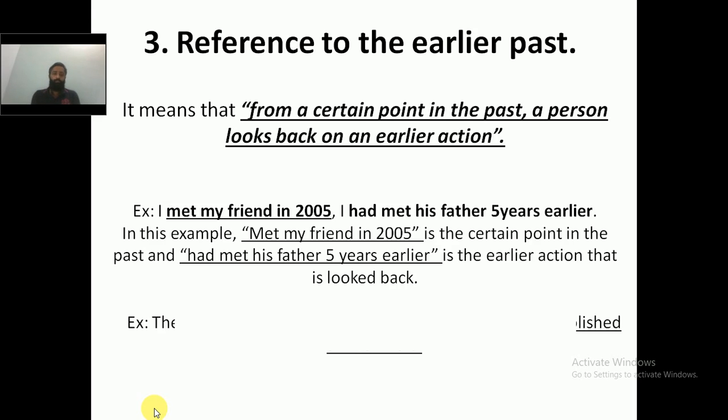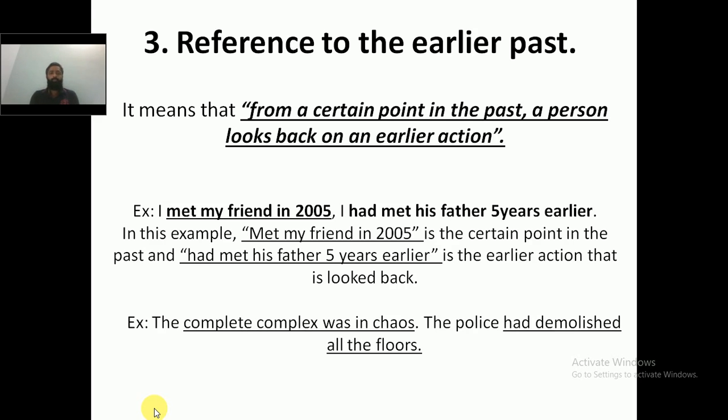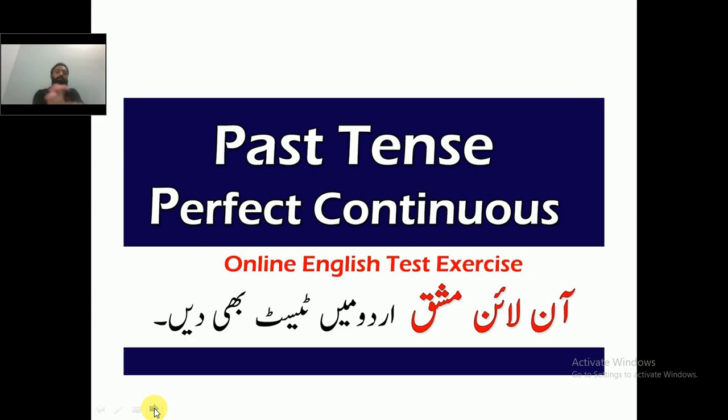Let's go to another example here. The complete complex was in chaos. Chaos means confusion. The police had demolished all the floors. The certain point in the past is that the complex was in chaos, in confusion. What is the earlier action? The police had demolished all the floors. I think now you have understood it better. So those are the three uses of past perfect tense.